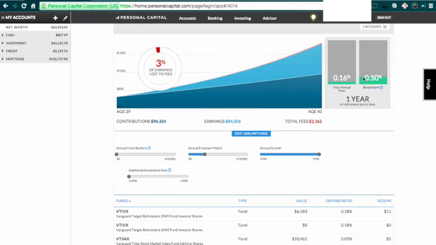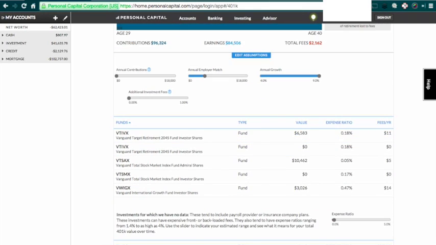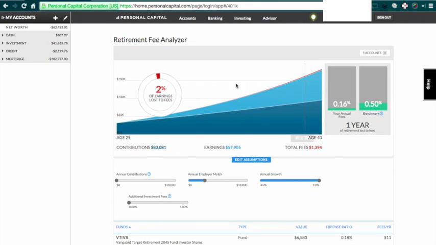As you can see here, they set the benchmark at 0.5% or 50 basis points, and since fees are one of the things I feel like I can control and I choose to focus on those when I'm investing, our fees are 0.16%, which is very, very low. Mostly that's how Vanguard operates. So you can see we're going to lose 3% of our earnings in the next 10 years to fees, which is pretty low, and I'm okay with that.